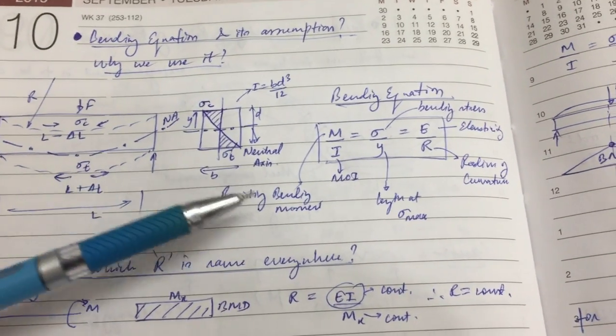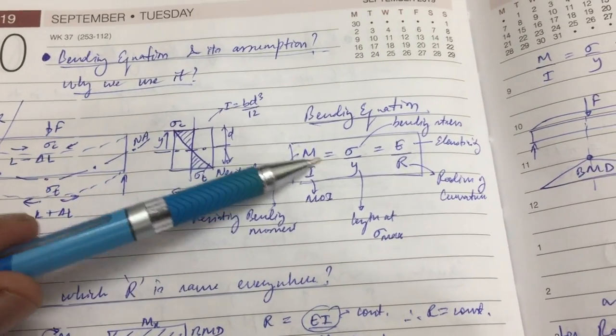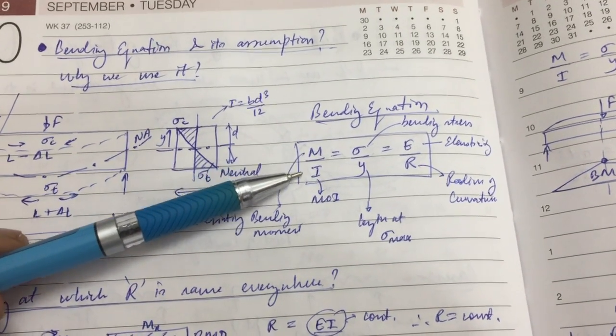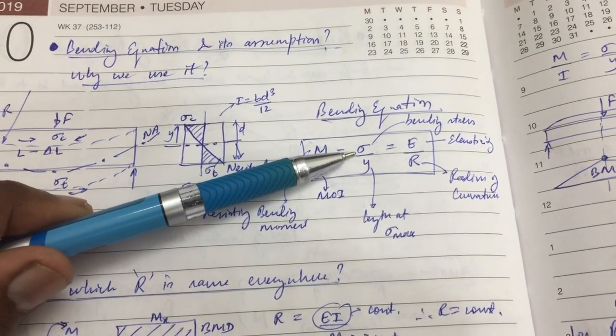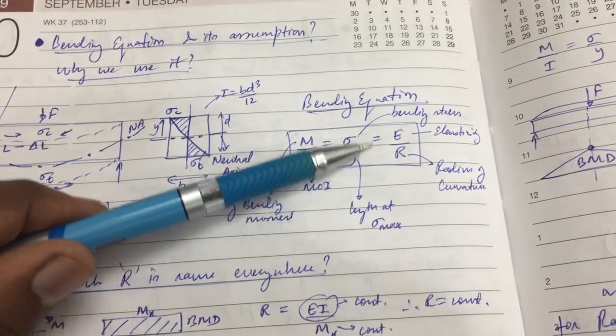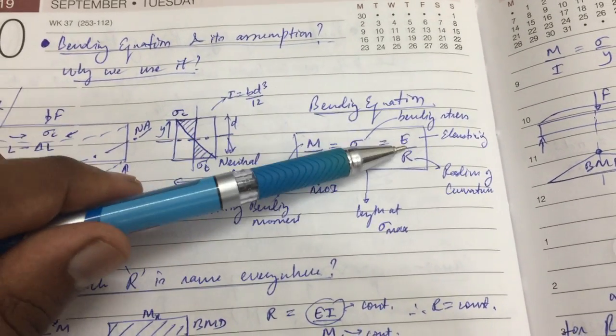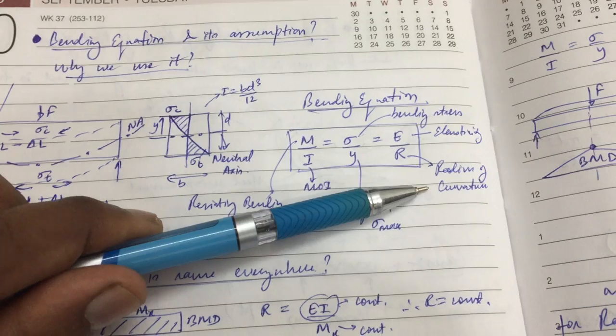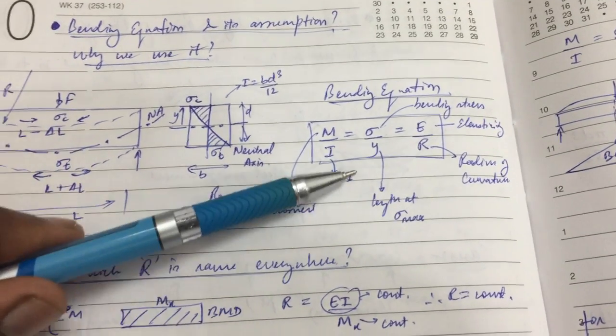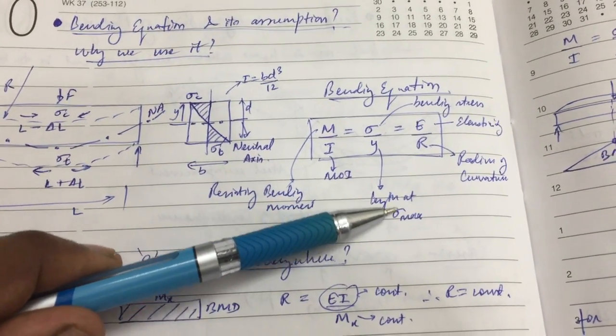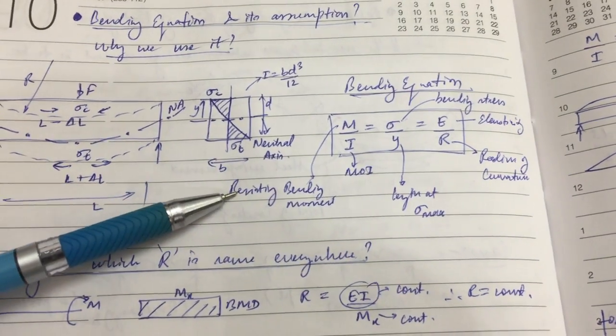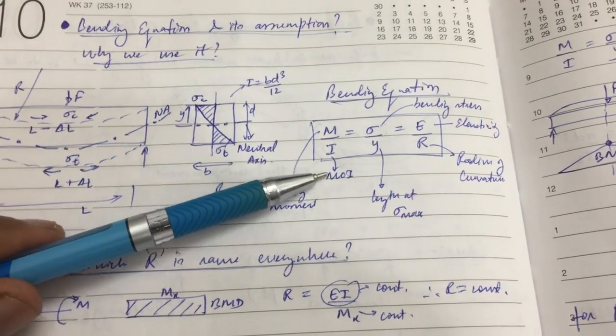So the bending equation is defined something like this: M by I is equal to sigma by y is equal to E by R. So sigma is the bending stress, E is the modulus of elasticity, R is the radius of curvature, y is the distance to the maximum stress, M is the resisting bending moment, and I is the moment of inertia.